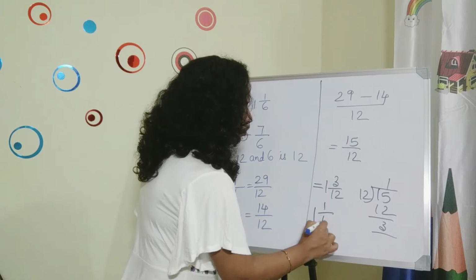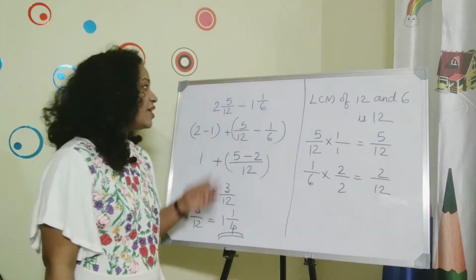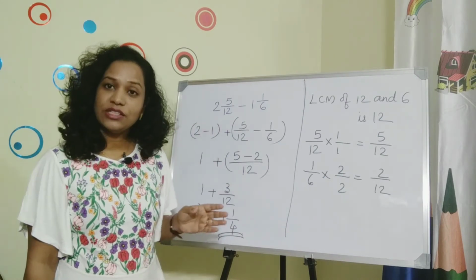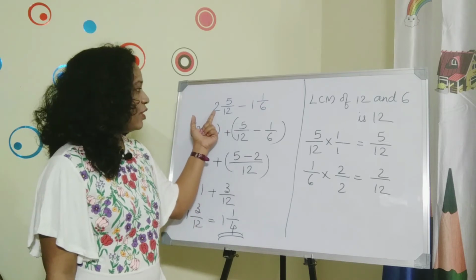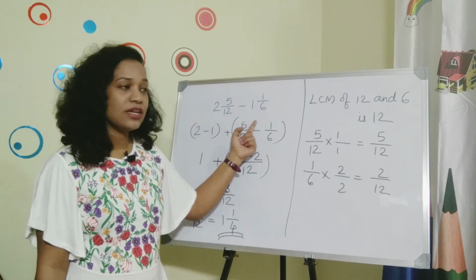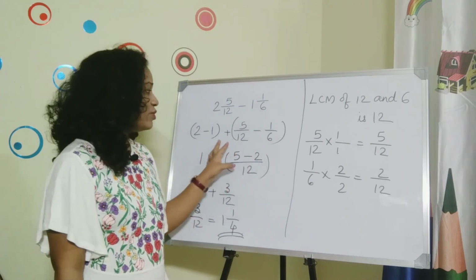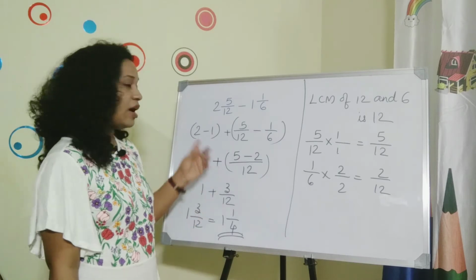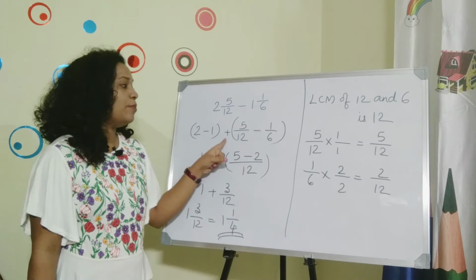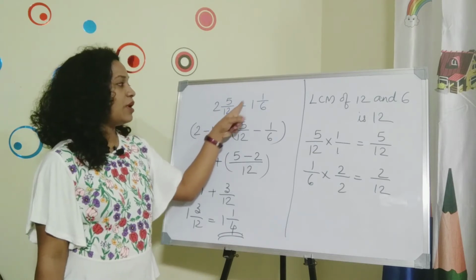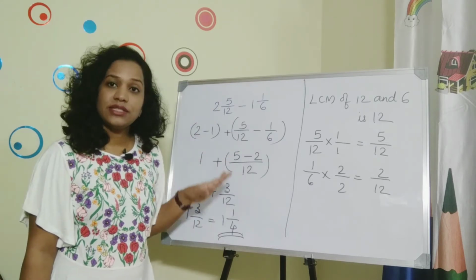1 by 4. So this is our final answer. The same problem we can solve in one more method. We can subtract the whole numbers first and subtract the fractions after that and add both those answers. So here I have subtracted 1 from 2. 2 minus 1 plus 5 by 12 minus 1 by 6. Okay. So this way is simpler.